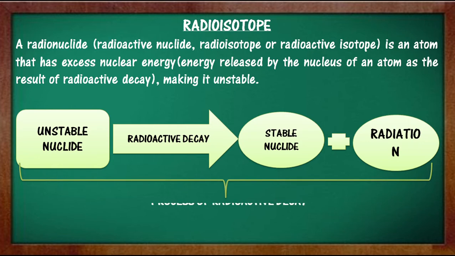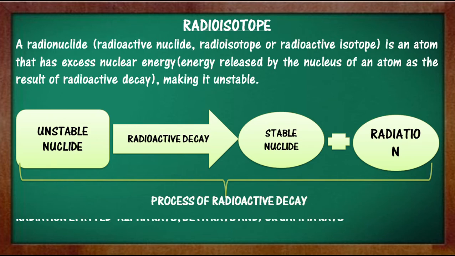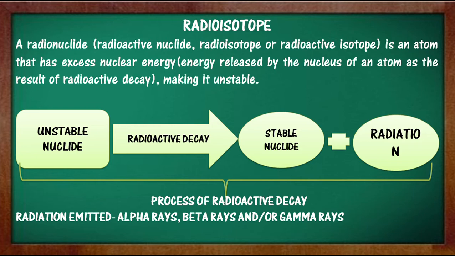What type of radiation is going to be released? There are three types of radiation: alpha, beta and gamma rays. It depends on the radionuclide which is undergoing radioactive decay. If the radionuclide is fluorine-18, it will undergo radioactive decay and be converted into a stable nuclide, and it will give off beta rays. If I take technetium, it will undergo radioactive decay and become a stable nuclide, but it will release gamma rays. So it depends on the radionuclide which is undergoing radioactive decay.